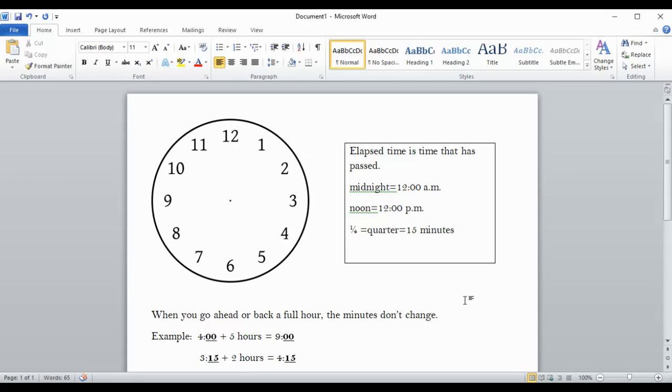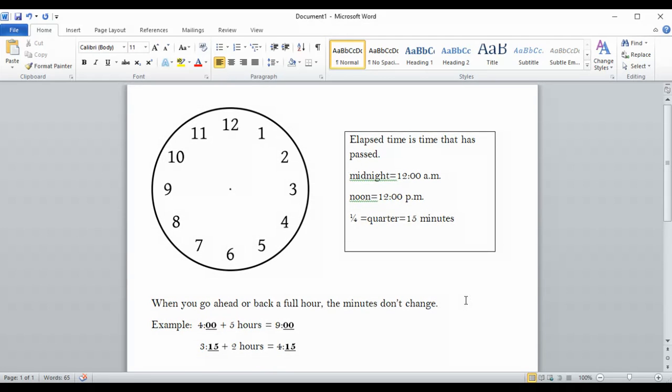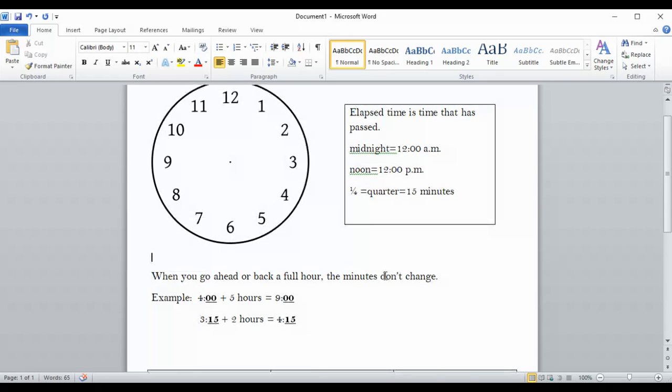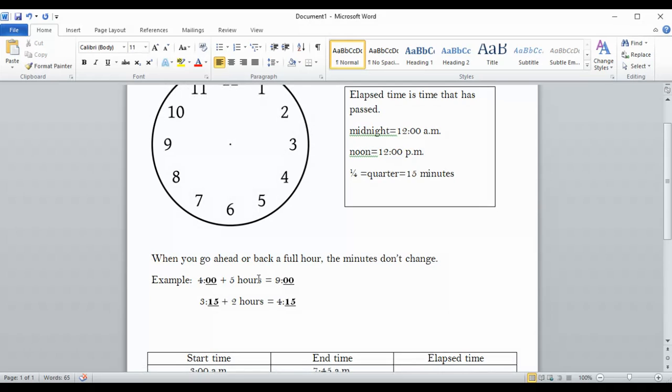So that's just a little preliminary information. Whenever we talk about elapsed time, you're usually going to be given a time, say soccer practice started at 1 o'clock and it ends at 2:15. How long did it last? And you have to figure out how many hours and how many minutes it lasted. So here's a little bit more preliminary information.